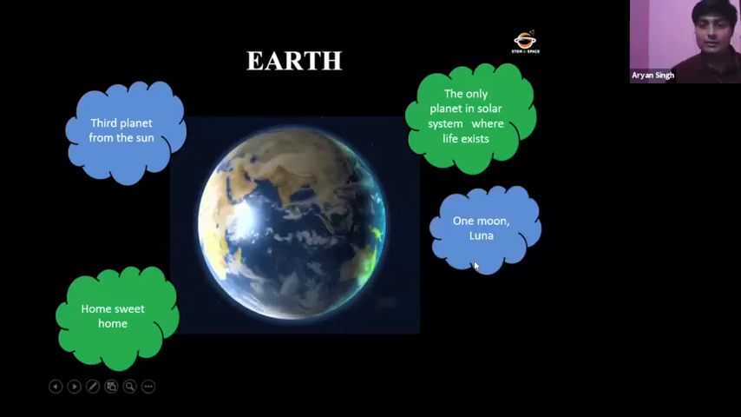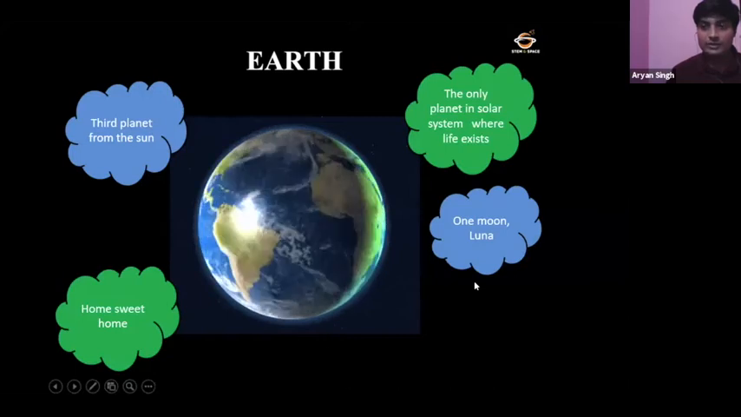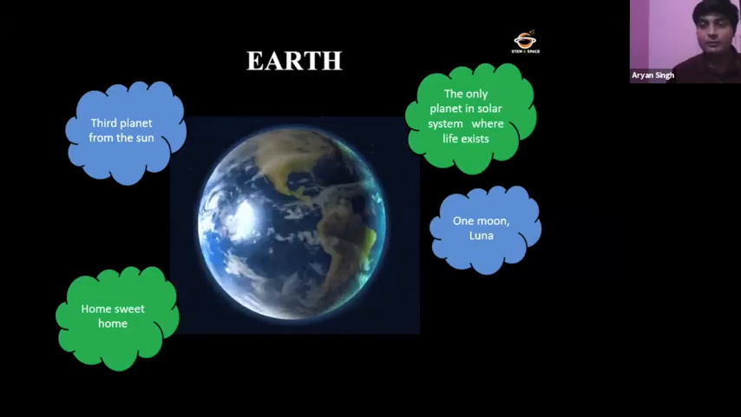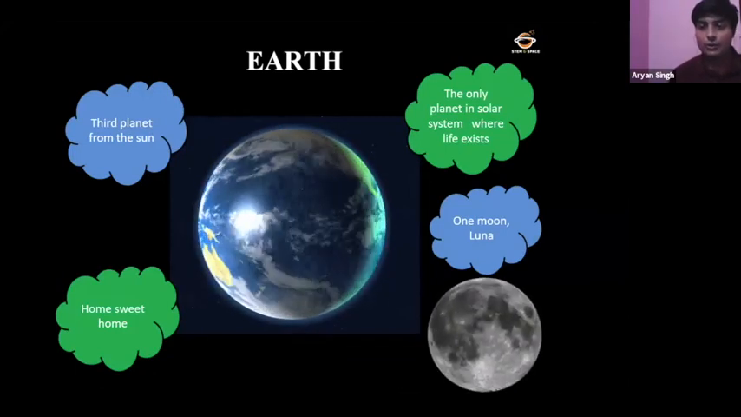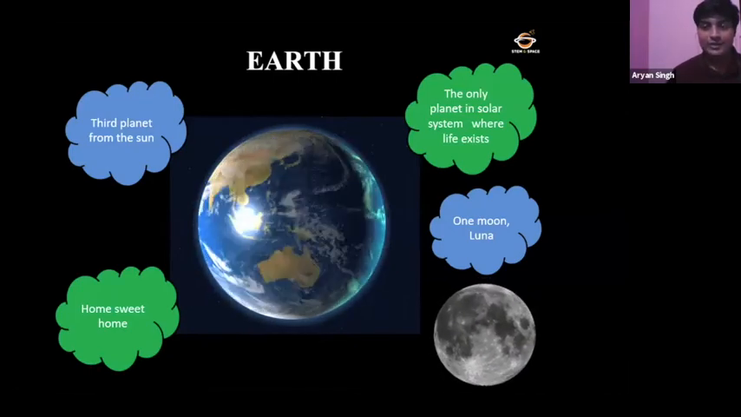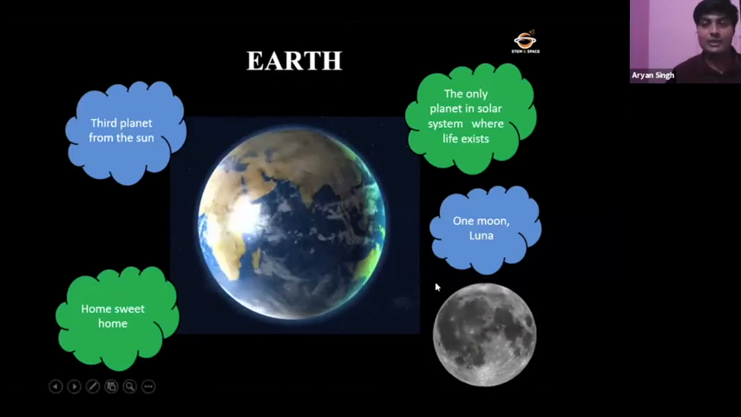And everybody knows about this. From Earth, you can see one moon. We also call the moon Luna. All right, so this is the moon that we see at night.